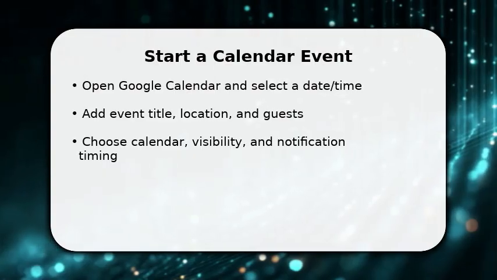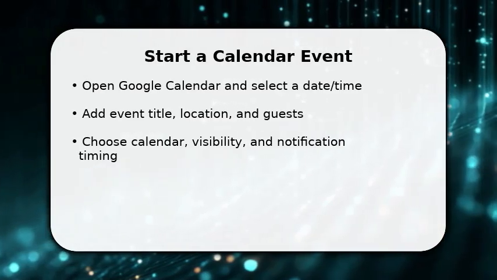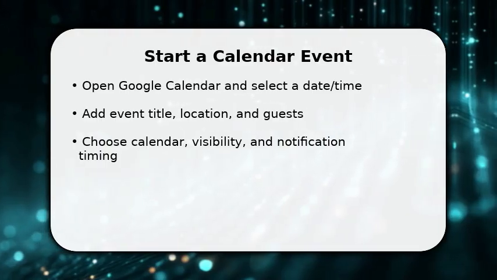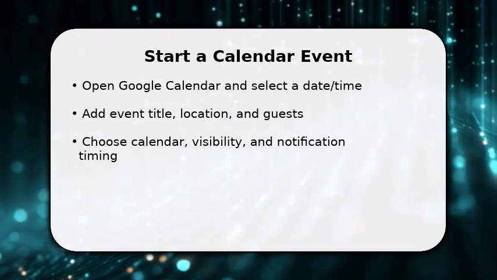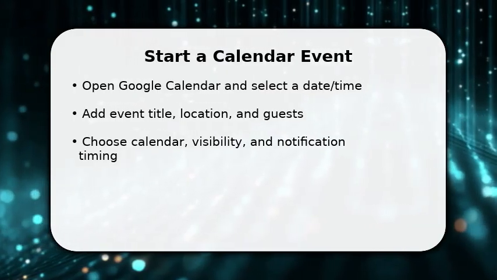You start by creating an event. Click the time slot or press C to add one. Describe what the meeting is and where it happens, then invite participants by email so everyone gets an invite. Once done, pick which calendar to save it to and set the visibility for privacy.